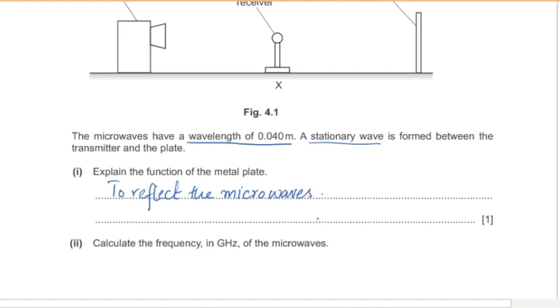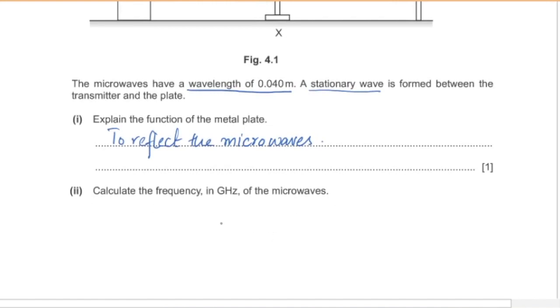Part 2, calculate the frequency in gigahertz of the microwaves. The speed of any electromagnetic wave is 3 × 10^8 meters per second, and this microwave has a wavelength of 0.04 meters. Hence, the frequency is equal to 3 × 10^8 divided by 0.04.